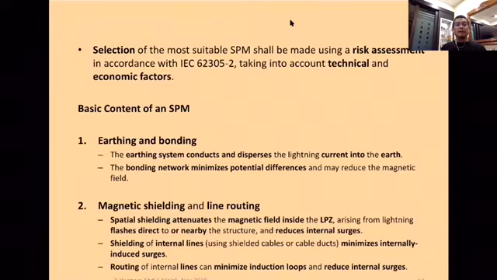To conduct a risk assessment. Yes, this is similar to the question in LPS structure: which class you need to use? You need to do a risk assessment, then you decide your class. Here also, you decide the class, or whether you need one or not, depending on the risk.